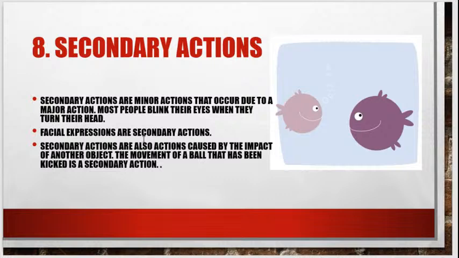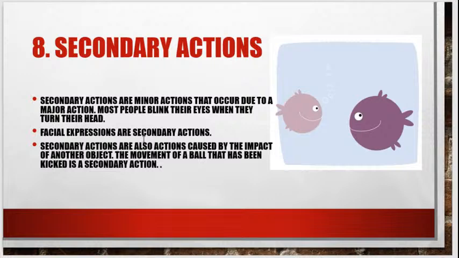And if you want to show a person's main action, he's moving his head to the left side. That is the main action. But what is the second reaction? Maybe his hair is swinging a little, flying when he's moving his head. That is the secondary animation. So facial expressions are secondary animation. Like the main action is the person is talking, and the facial expression when he's smiling or angry is the secondary action. Secondary action can also be an action caused by the impact of another object.